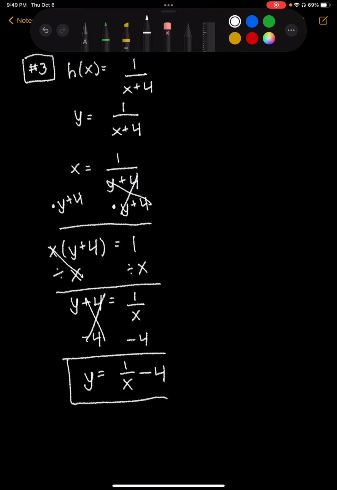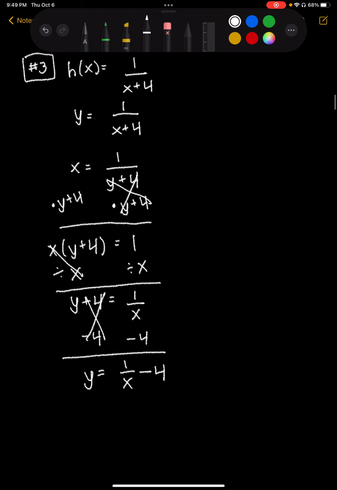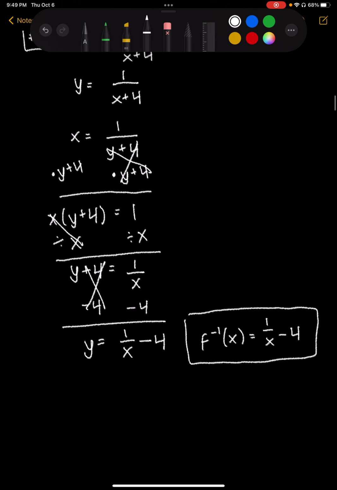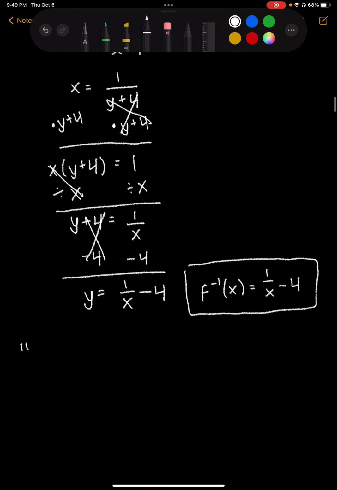And there we have it. That's our, oh, I lied. Not our inverse yet because we need to put it in the right form. So the right form would be f to the power of negative 1 of x equals 1 over x minus 4. There we have it, our inverse. Okay, let's just do one more example.